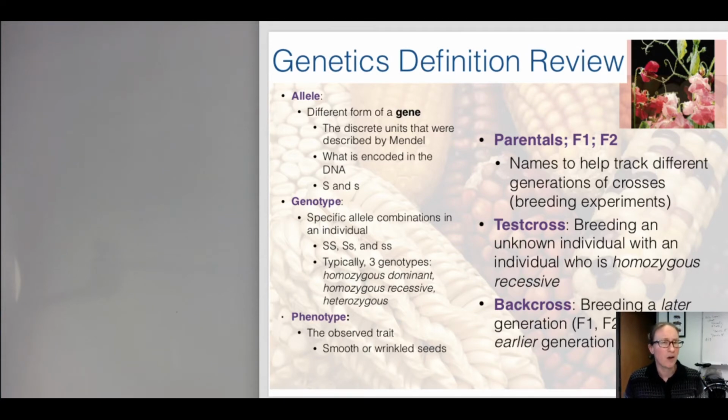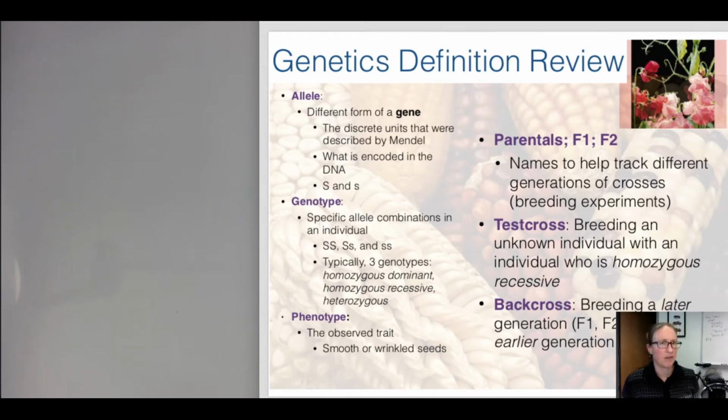We also talked about how we can't actually directly see those combinations. Instead, what we see is referred to as the individual's phenotype. So, for example, we talked about Mendel's pea plants, and in the pea plant experiments he conducted, he observed the outcome or the phenotypes of smooth or wrinkled seeds.